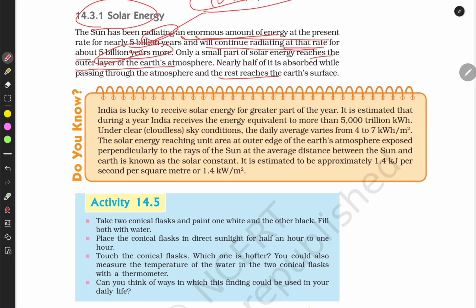When solar energy reaches the outer layer of the earth's atmosphere, only a small part of it is absorbed by the atmosphere, and the rest, I don't know the exact percentage, but after a lot of absorption of energy by the atmosphere and a lot of energy getting deflected out, nearly only a few percent of the sun's energy reaches the earth's surface.